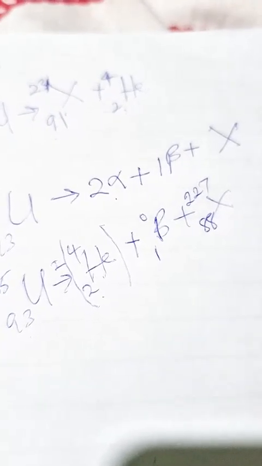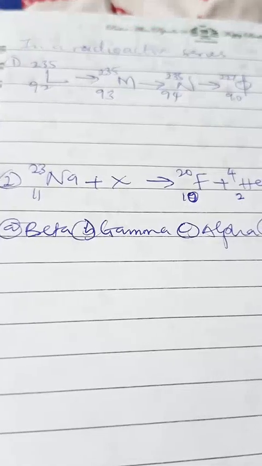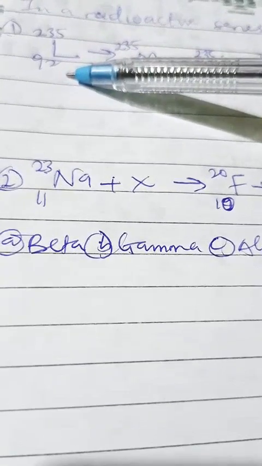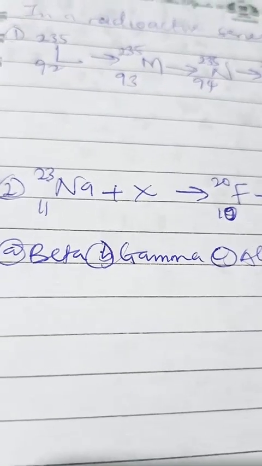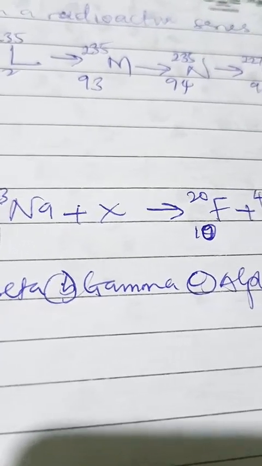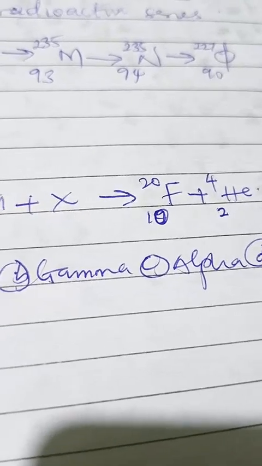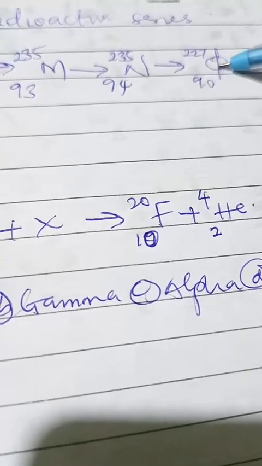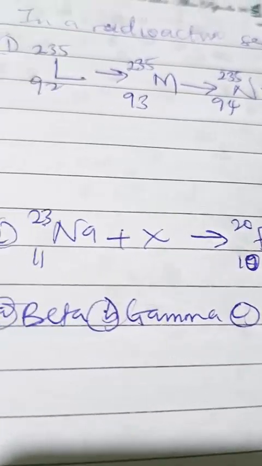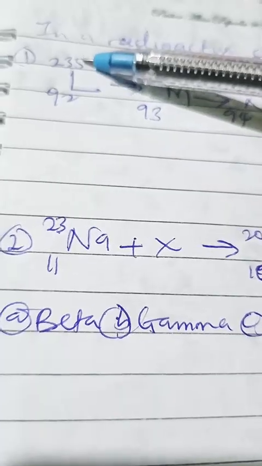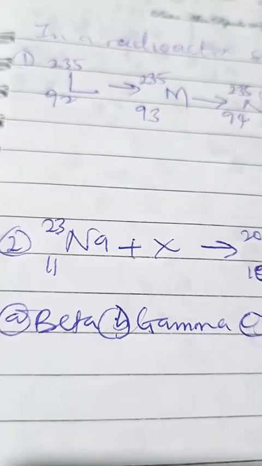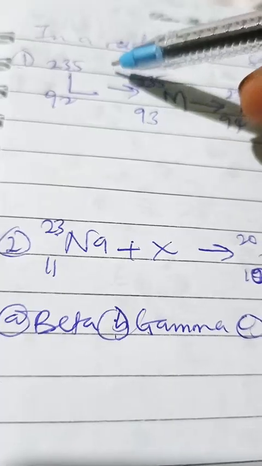Now we are going to try a typical JAMB question. Radioactive series. Now you were given this series, you have 92 235, the atomic number is 92, the mass number is 235, then M 93 235, N 94 235, then you were given this symbol, 90 is the atomic number, 227 is the mass number. So all you need to do, this is very simple. What am I going to add to 235 here that will give me this 235 here? What will I add to 92 that will give me 93? So it's going to be 1 down, 0 up.